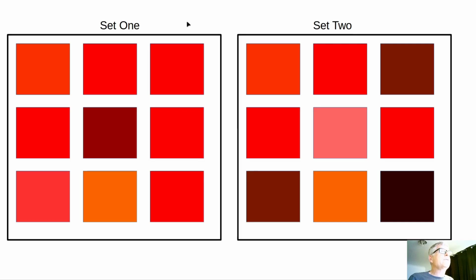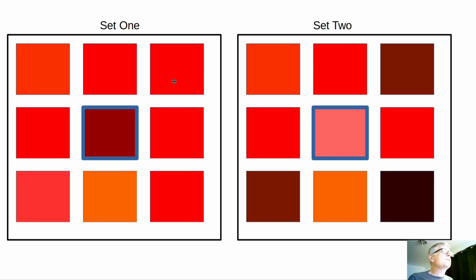Let's look at two sets of 9 pixels in a picture. This set of 9 is set 1, this set of pixels set 2. These could be anywhere in the picture, and for simplicity I've taken just the red value. In the left hand one the red value is quite high, they're quite light, and in the right hand one the red value is less.